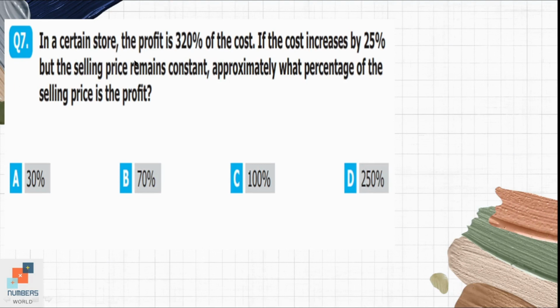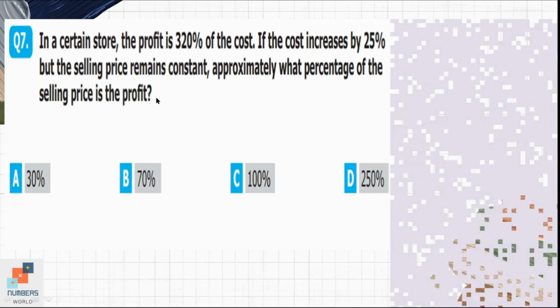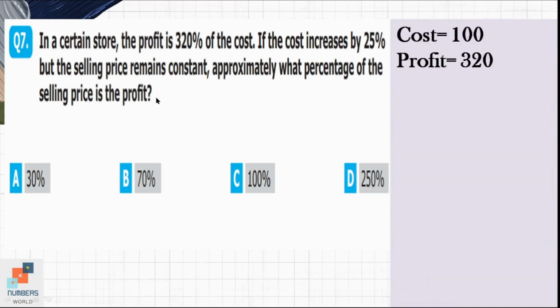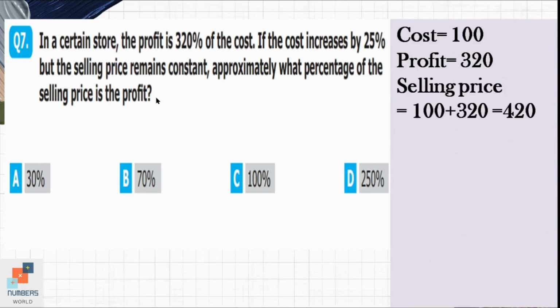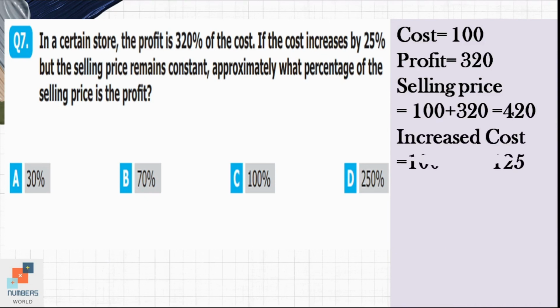Question number 7. In a certain store, the profit is 320% of the cost. If the cost increases by 25% but the selling price remains constant, approximately what percentage of the selling price is the profit? If the cost is 100, the profit is 320. So the selling price will be 100 plus 320, that is equal to 420. The cost has increased by 25%. So the increased cost is equal to 125.